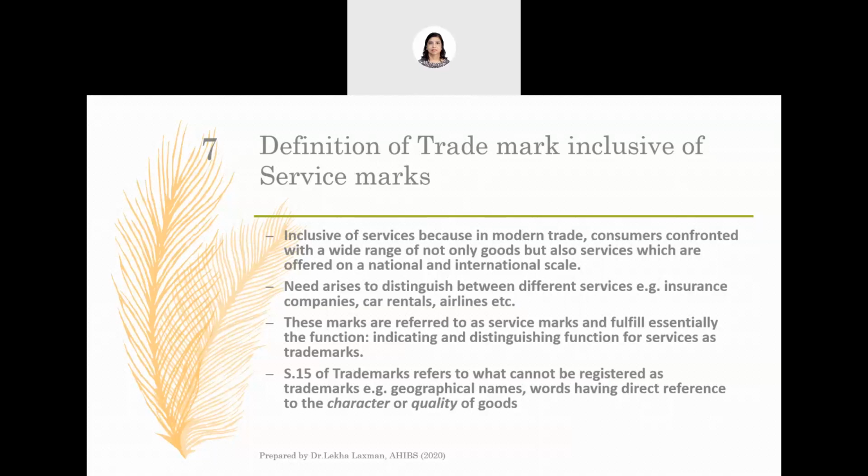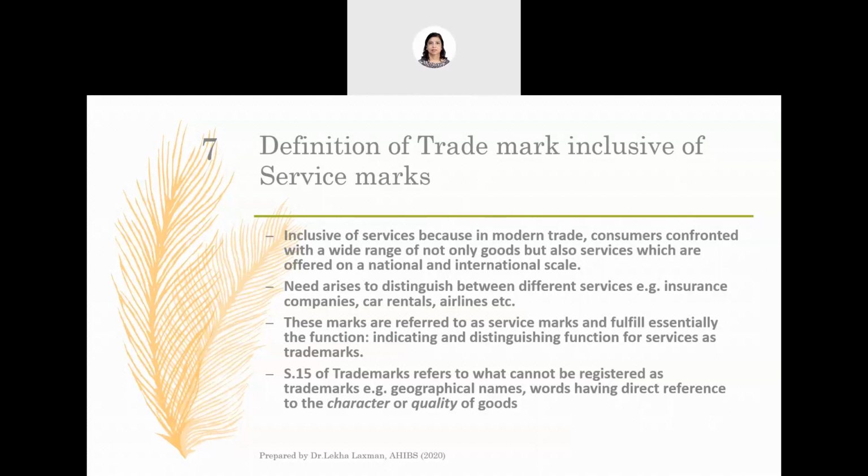So basically, you will try to distinguish. When you are trying to choose, you try to distinguish between the different companies offering the same service. So basically, the function is to indicate and distinguish, the function for services as trademarks. The function is to make sure that it is individualized, so it indicates a particular company, and then it distinguishes the function for services as trademarks.